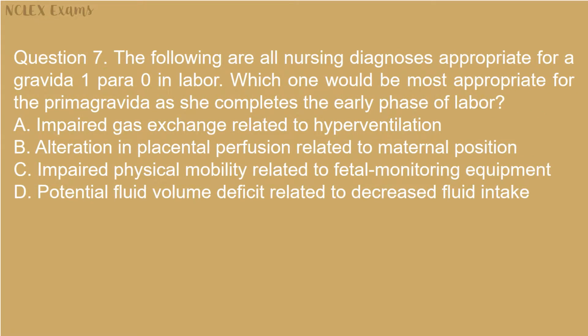Question 7. The following are all nursing diagnoses appropriate for a gravida 1 para 0 in labour. Which one would be most appropriate for the primigravida as she completes the early phase of labour? A. Impaired gas exchange related to hyperventilation. B. Alteration in placental perfusion related to maternal position. C. Impaired physical mobility related to fetal monitoring equipment. D. Potential fluid volume deficit related to decreased fluid intake.